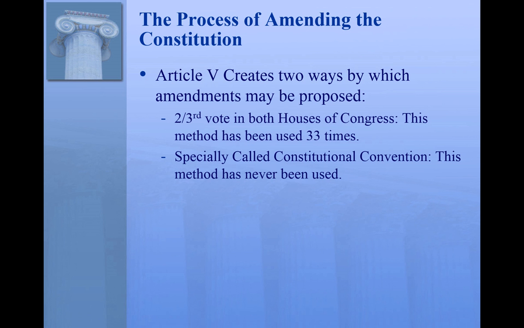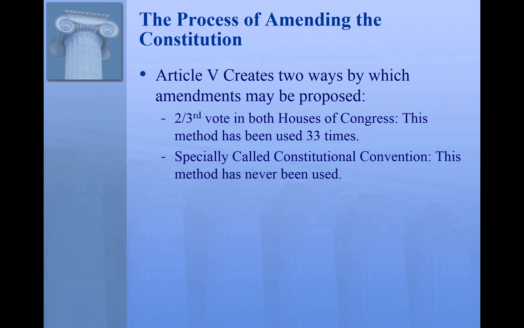We have never held another national constitutional convention after the one we held in 1787, where the Constitution itself was written. As you can see on the screen, we've never used this method of specially called constitutional conventions. All of our amendments have come out of the National Congress. All 33 proposed amendments have come after a 2/3 vote in both houses of Congress.